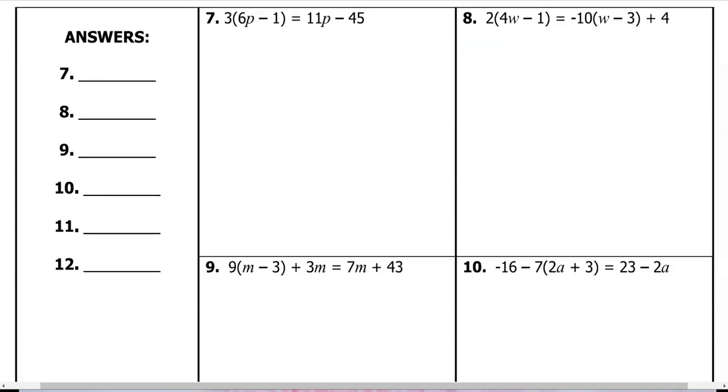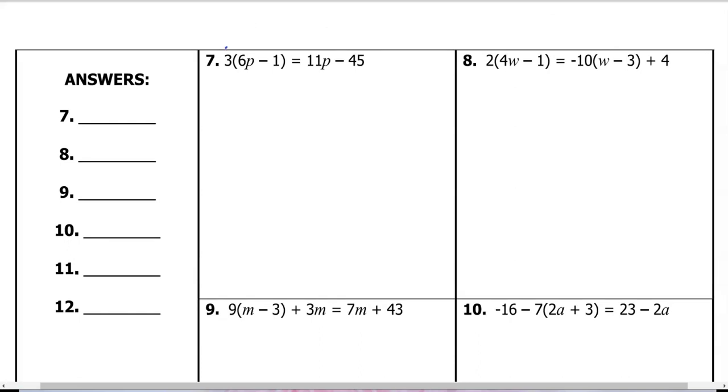Okay, so why am I saying we're leveling up? What's happened on the back? Now we get to distribute, yes, and maybe simplify, possibly. We'll see what happens. So number 7, what indicates that we're probably going to distribute? Those parentheses, beautiful. When we say distribute, what do we mean? Multiply.